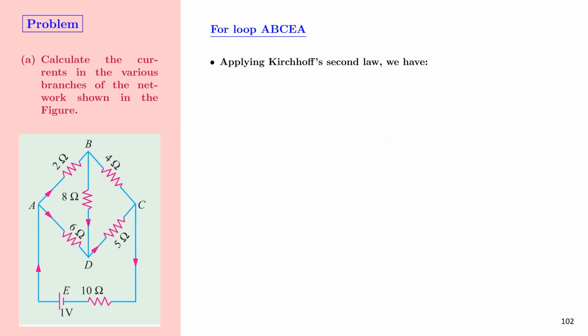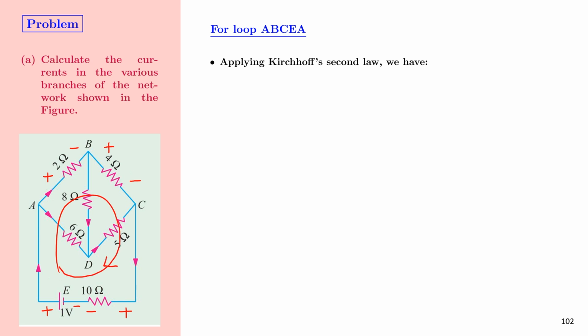To frame the third equation, we'll consider the loop ABCEA. Across the 2 ohm resistor, this side will be positive and this side will be negative. For the 4 ohm resistor, this is positive and this is negative. For the 10 ohm resistor, this side is positive and this side is negative. And in the case of the voltage source, this side is positive and this side is negative. We are going to analyze the circuit in the clockwise direction.